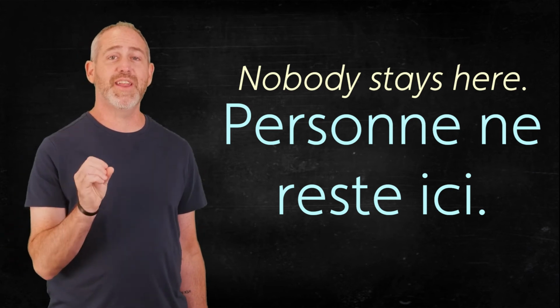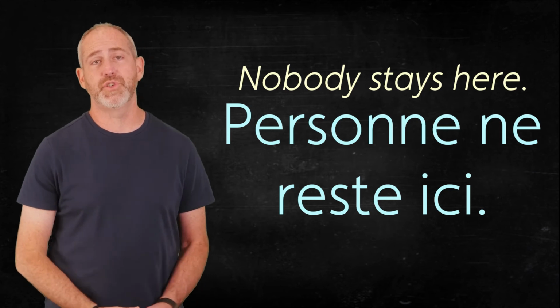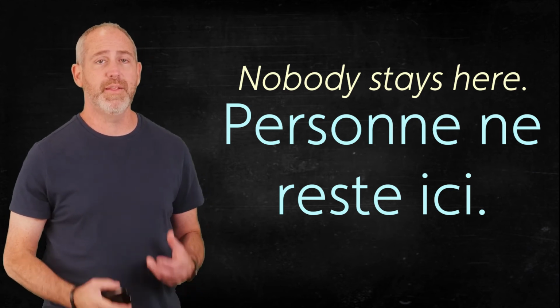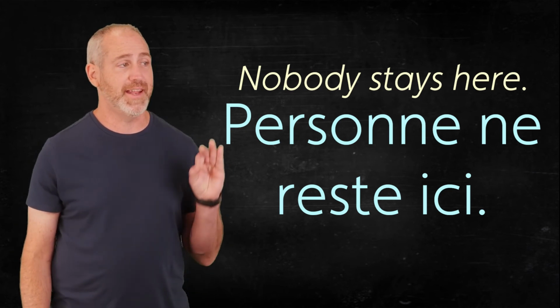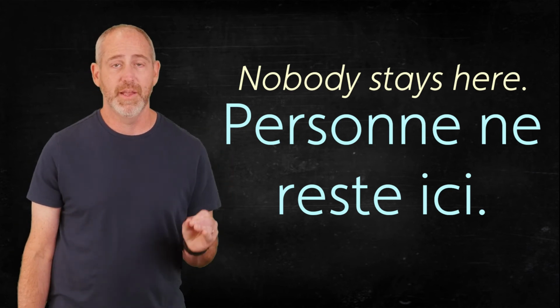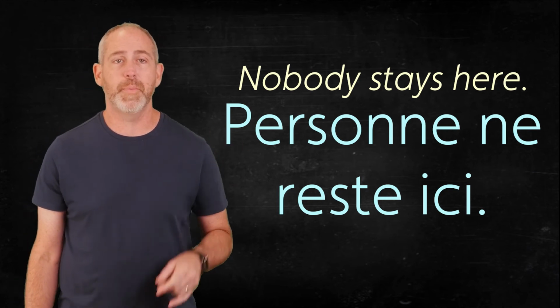If we're starting the sentence with no one, remember it flips in structure, because now we're putting the ne with the verb reste, saying that that verb does not happen. So the ne has to negate the verb. That's why we're flipping it.